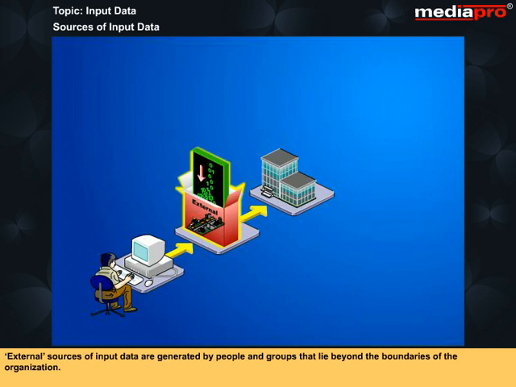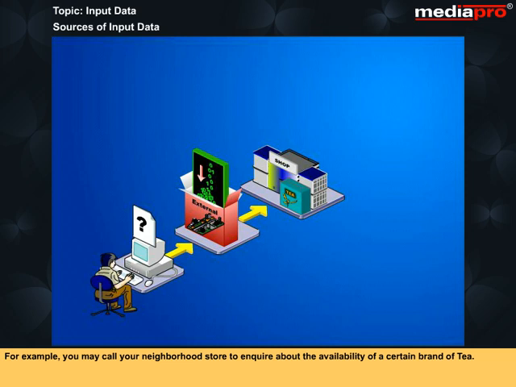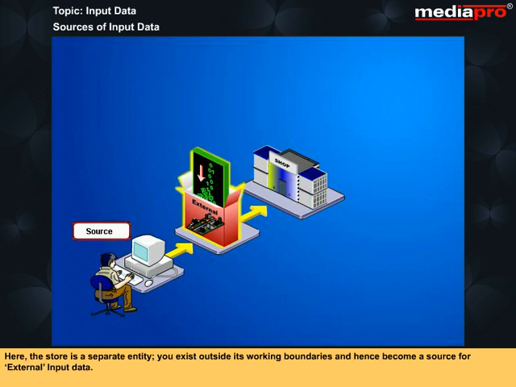External sources of input data are generated by people and groups that lie beyond the boundaries of the organization. They can be customers, clients, the government agencies, suppliers, and competitors. For example, you may call your neighborhood store to inquire about the availability of a certain brand of tea. Here, the store is a separate entity. You exist outside its working boundaries and hence become a source for external input data.